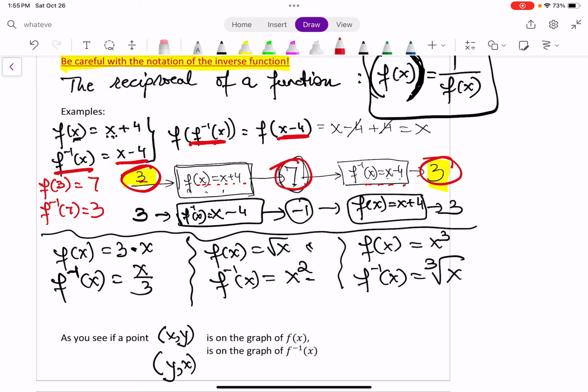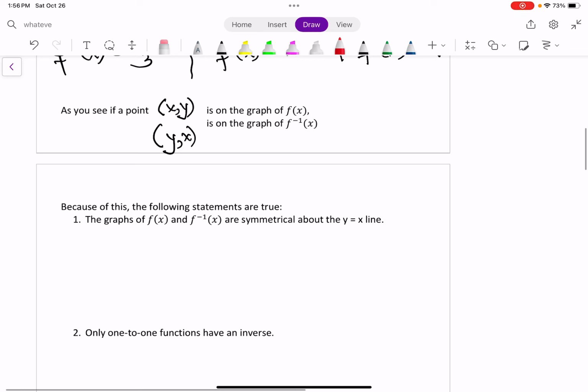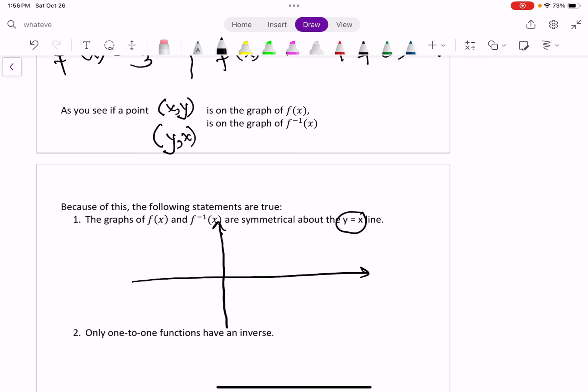So functions and their inverses swap input versus output. You plug in a 3, you get a 7. You plug in a 7, you get a 3. Okay. So because of this, the following statements are true. A function and its inverse are symmetrical about the y equals x line. So let me draw this y equals x line. y equals x is this line right here. It goes through 0, 0, 1, 1, 2, 2, and so on and so on.